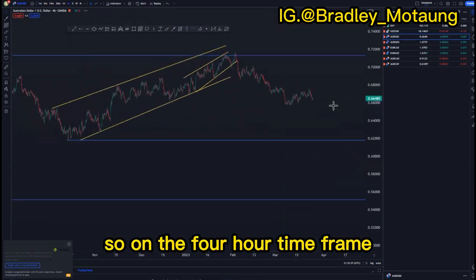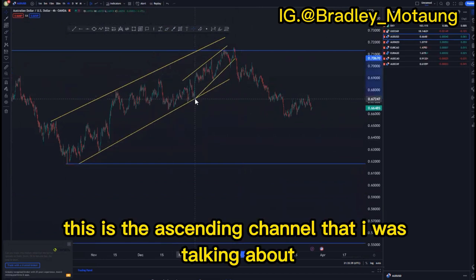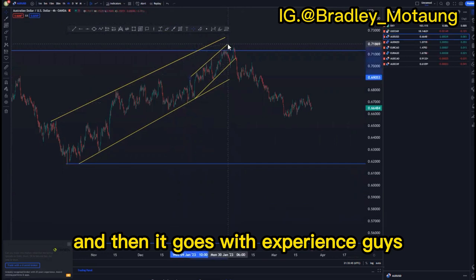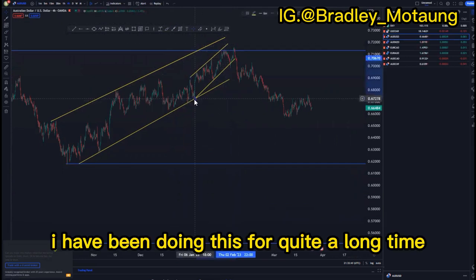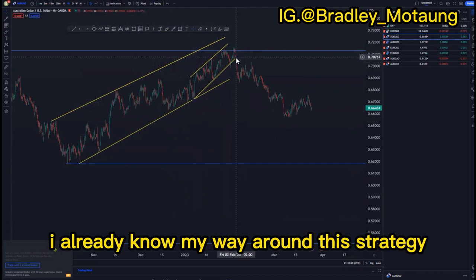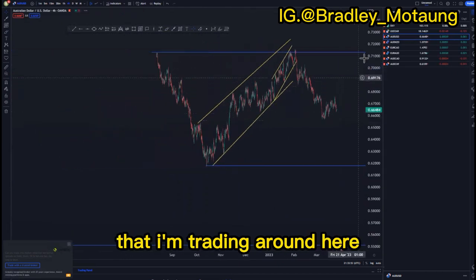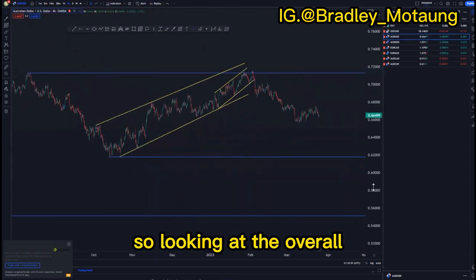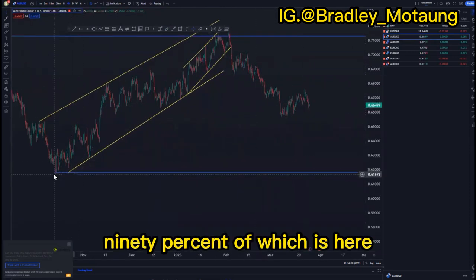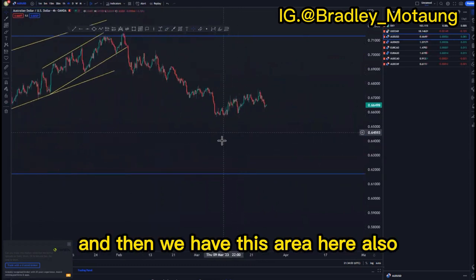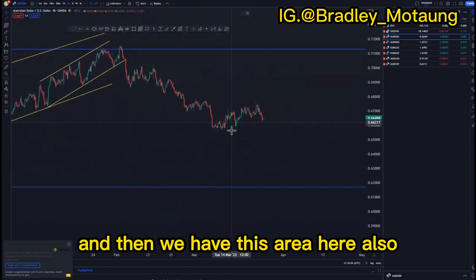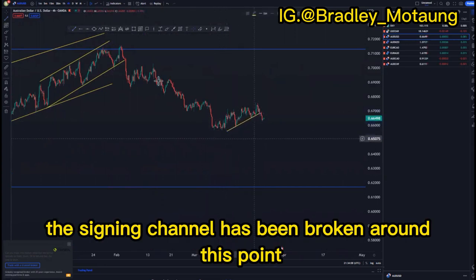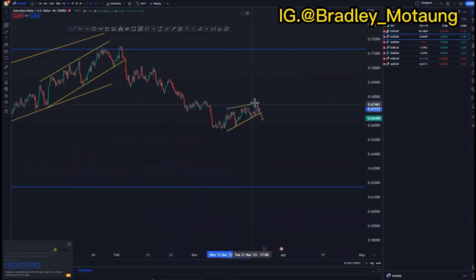So on the 4 hour time frame, this is the ascending channel that I was talking about. And then it goes with experience, guys, just because I have been doing this for quite a long time. I already know my way around the strategy that I'm trading here, or the strategy that I'm showing you here. So looking at the overall 90% which is here, and then we have this area here also. And as you can see, the ascending channel has been broken around this point.